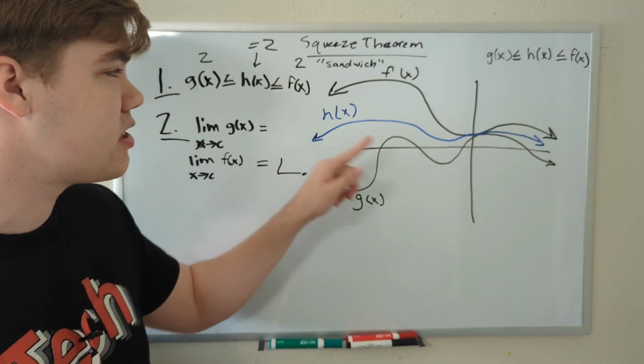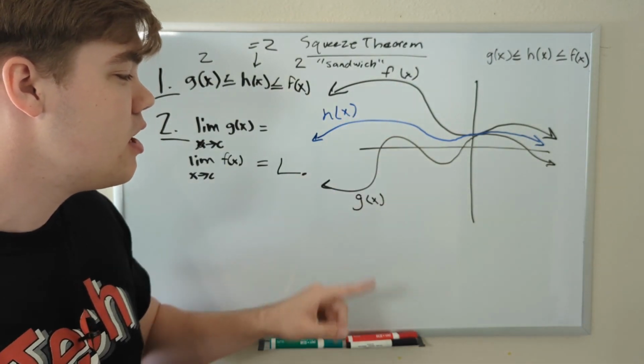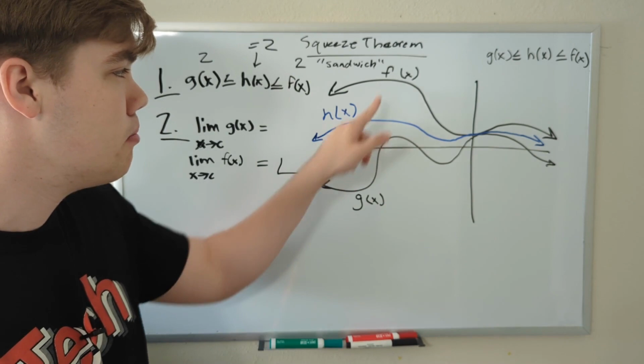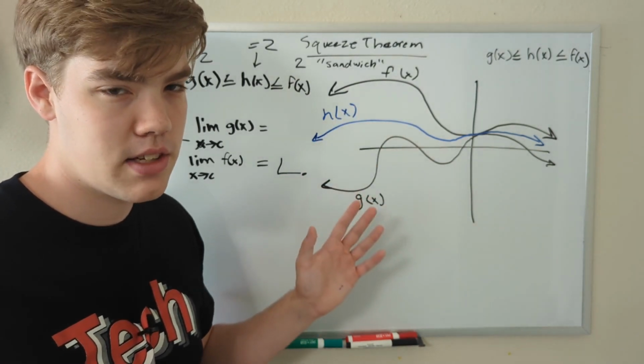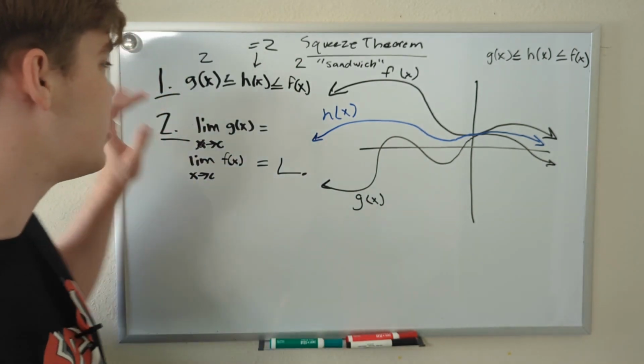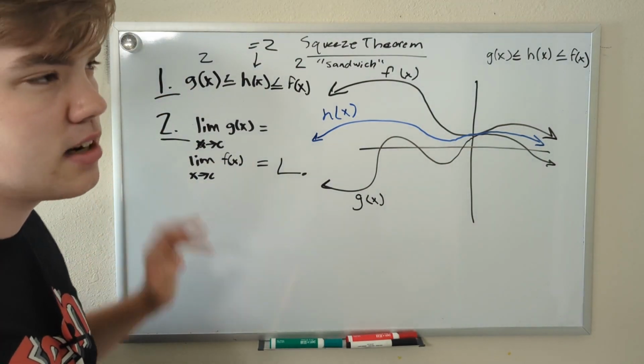If we know that h of x always lies between these two functions, we can find a point where h of x must equal these two. And this will probably make a little bit more sense when we do a mathematical example. So let's get started. I'm going to leave these conditions up here on the side so you can look at them while we do the problem.